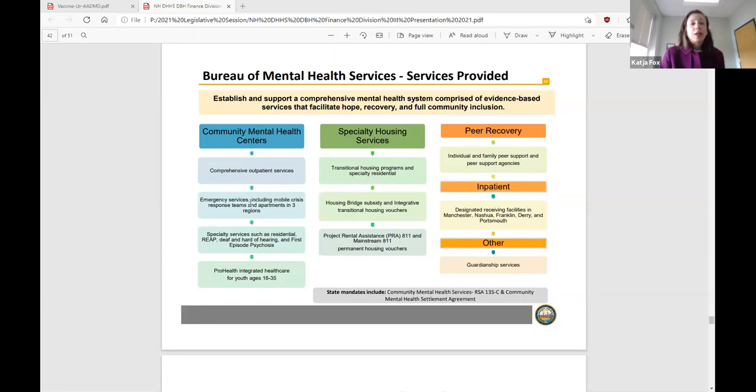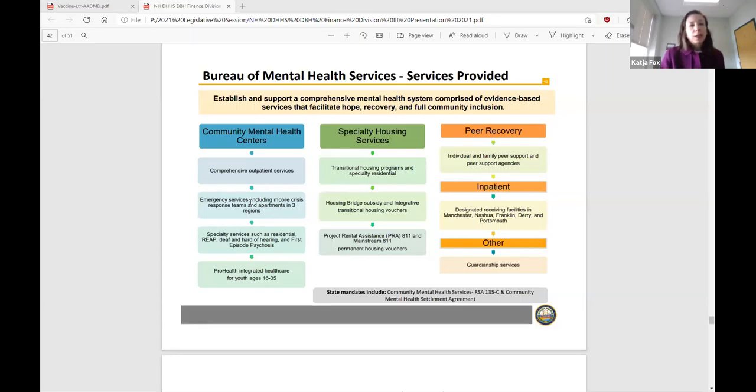So we have deaf and hard of hearing services and first episode psychoses. And that FEP is how we refer to that. That really is trying to provide that early intervention when someone first experiences a mental health crisis, acute crisis.